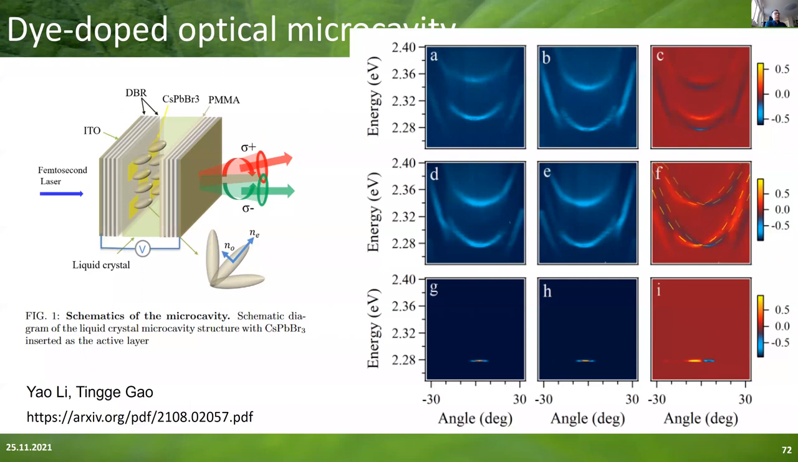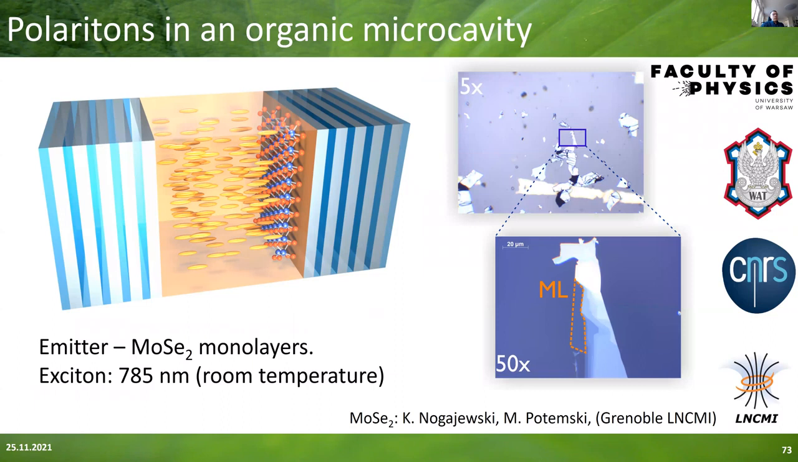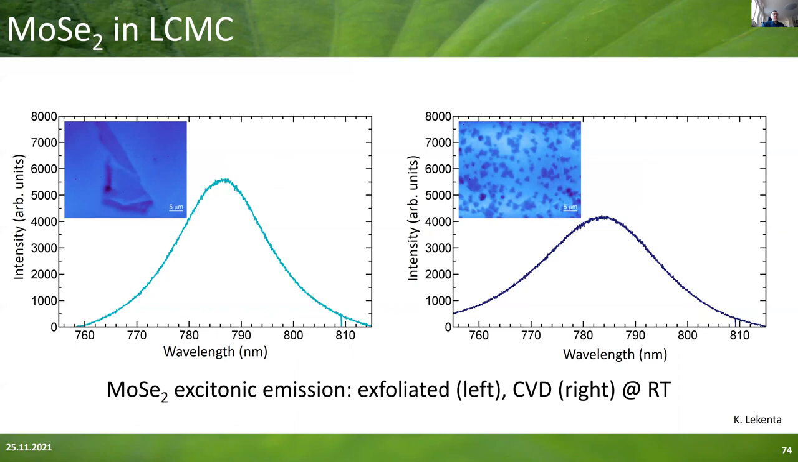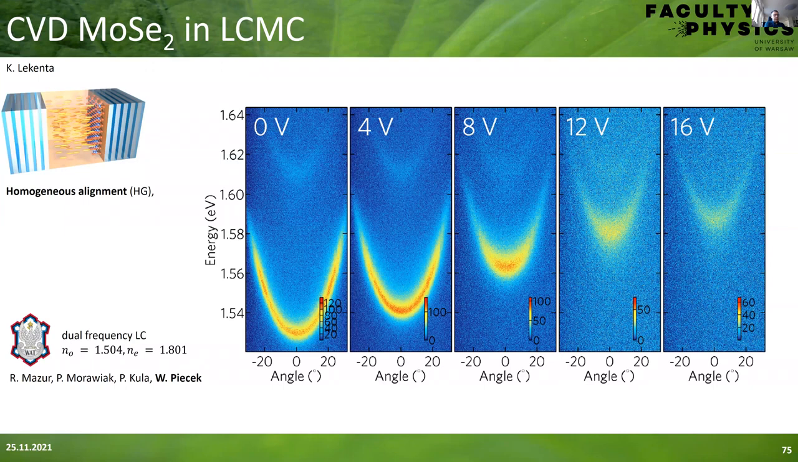There was a beautiful seminar by Ting Gao, and they already showed a very similar system of liquid crystals and perovskites. So there is a way to put another emitter into the system. We experimented with, for instance, the transition metal dichalcogenides, which were also embedded inside the cavity. And we had some tunability, unfortunately, without the strong coupling.